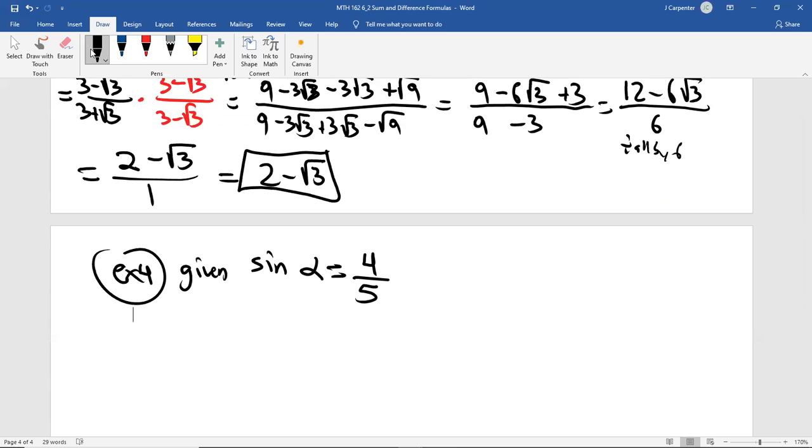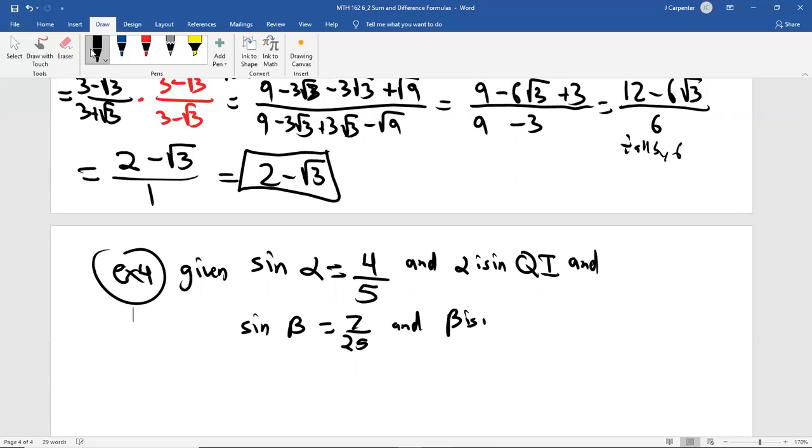And that alpha is in the first quadrant, and that the sine of beta is equal to 7/25, but beta is in quadrant 2, excuse me. That wouldn't even be possible because the sign would have had to be negative.